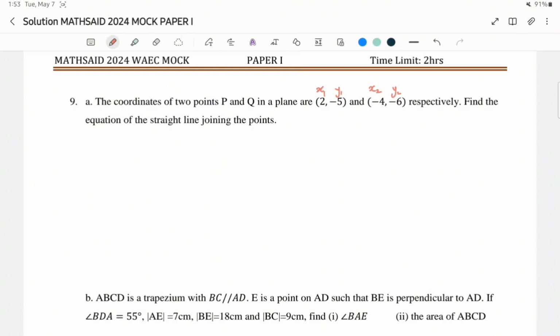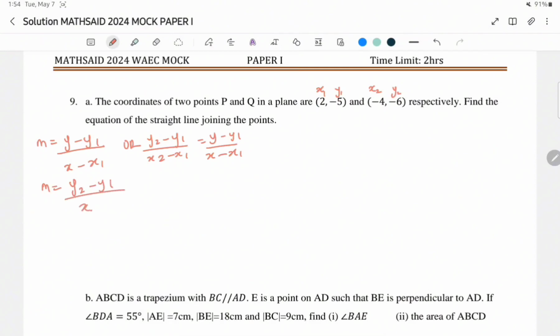Well, the equation of a straight line is given by m equals y minus y1 divided by x minus x1, or y2 minus y1 divided by x2 minus x1 equals y minus y1 divided by x minus x1. Simply because gradient or slope is also equal to the change in the y coordinate, so that's why y2 minus y1, divided by the change in the x coordinate. So I'm just going to erase this since it's the same formula.